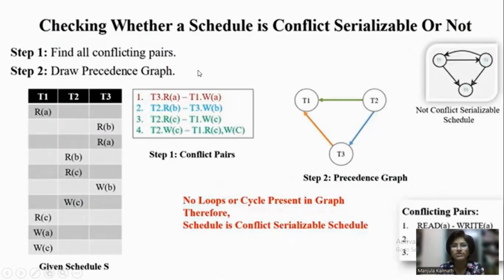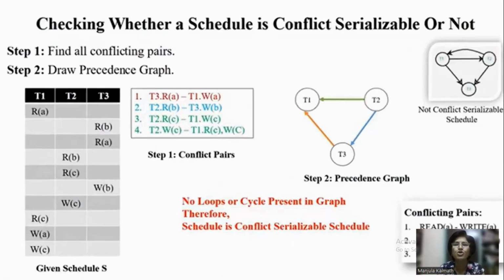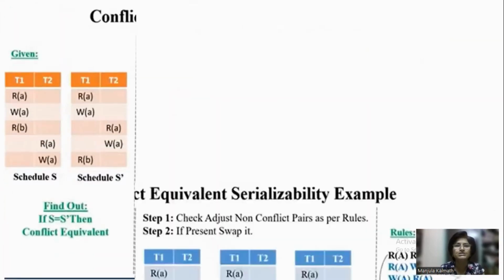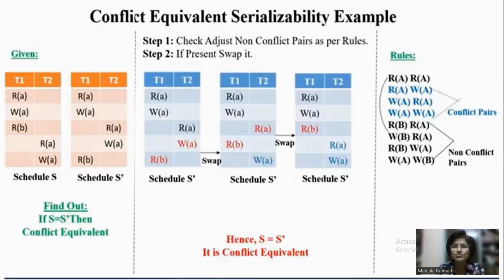So in this way, we are finding whether the schedule is conflict serializable or non-conflict serializable. So this is one method. One more method, we can go for the swapping of non-conflicting operations. In conflicting operations, we are not taking the swapping here. Here we have a swapping. We can interchange the position of the read operation as well as the write operation. So here we have a swapping operation.